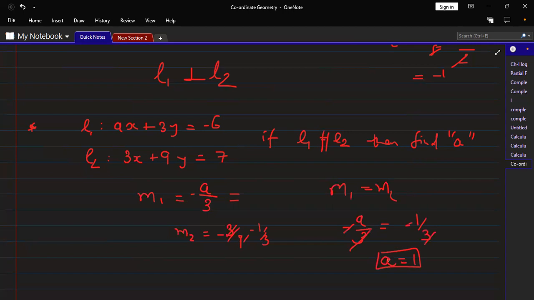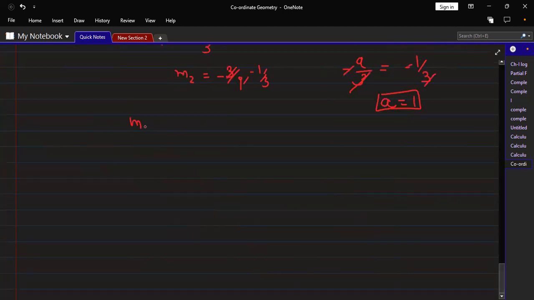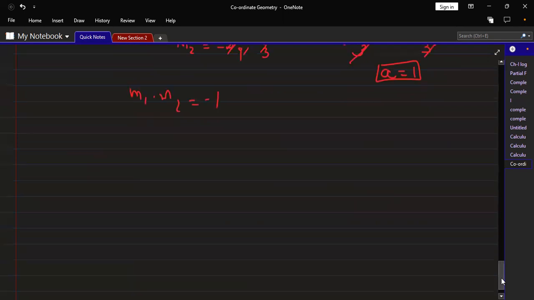So we get the value of A this way. If the same thing were for perpendicular, then it will be the equation M1 into M2 equals to minus 1. This way we can find the value of unknown A, which is given from the exam. Now the most important example regarding exam is now we are starting here.